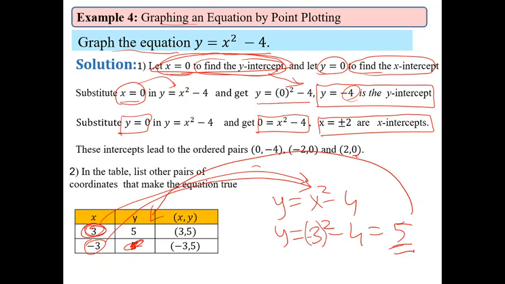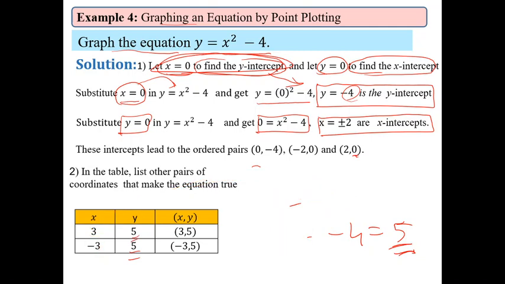Minus 3 squared gives you 5 again. Then you come back to here again. So they turn out to be the same value. They don't have to be the same, but here they turned out to be the same. Now we have the other points. We have 3 points coming from the intercepts and 2 more points.